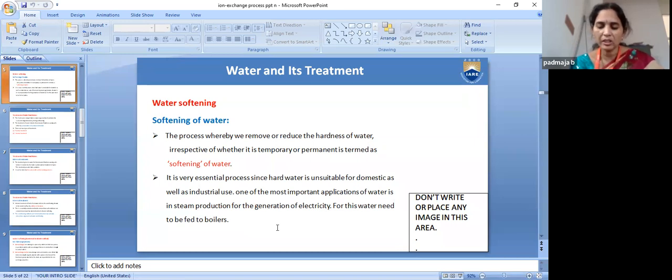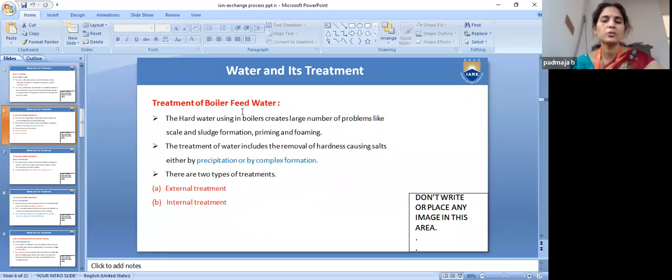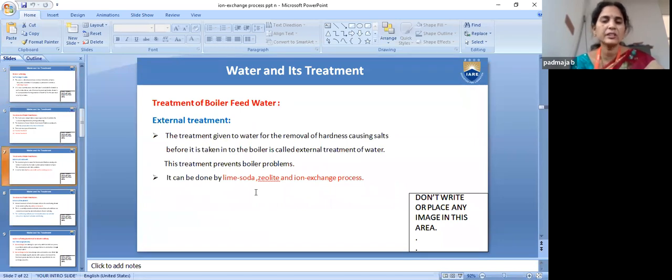We get problems in boilers when we use hard water. To avoid those problems, we discuss two types of treatment methods, external treatment and internal treatment. We are not discussing internal treatment; we have only external treatment. In external treatment also, we are going to discuss the ion exchange process.